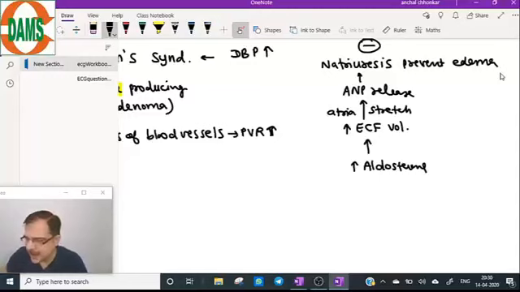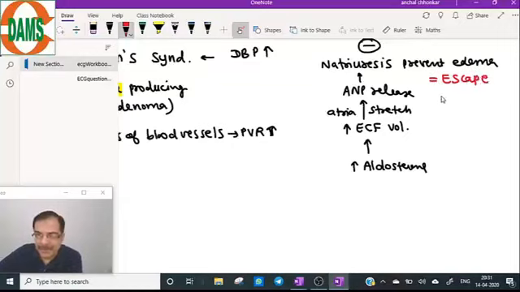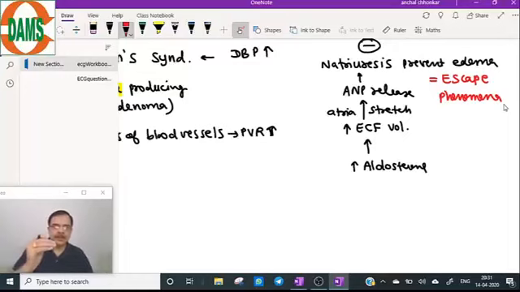Natriuresis prevents the edema, and this is known as the escape phenomenon or escape mechanism, escape from the edema effect of aldosterone. So natriuresis preventing the edema is known as the escape phenomenon or escape mechanism. Aldosterone escape.